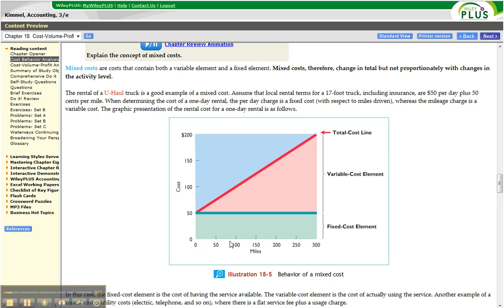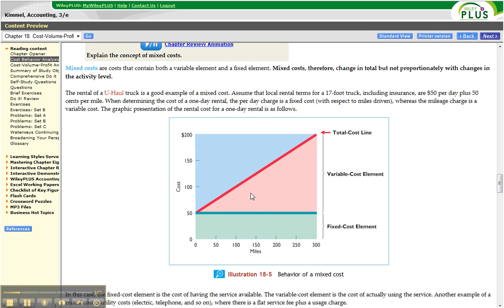It's talking about a truck in terms of miles driven and what the cost of operating that truck would be. Well, there are certain fixed costs associated with renting that truck. It costs you, looks like $50, no matter how many miles you drive. So $50 is the fixed cost, but then you get a charge per mile as you drive. Plus 50 cents per mile up here. So you can see as the number of miles you drive goes up, your variable cost goes up.